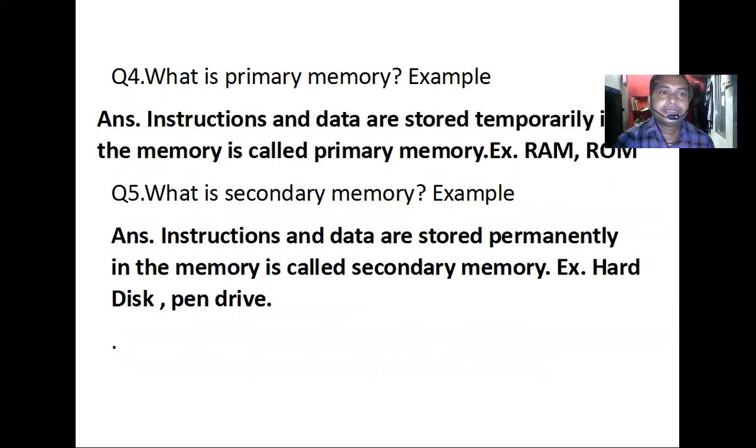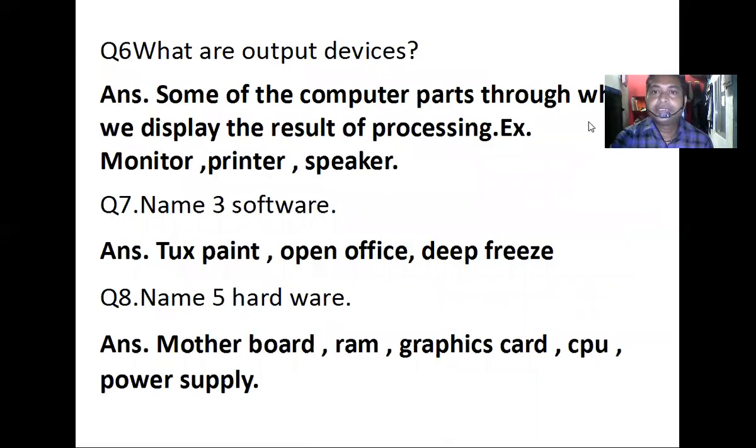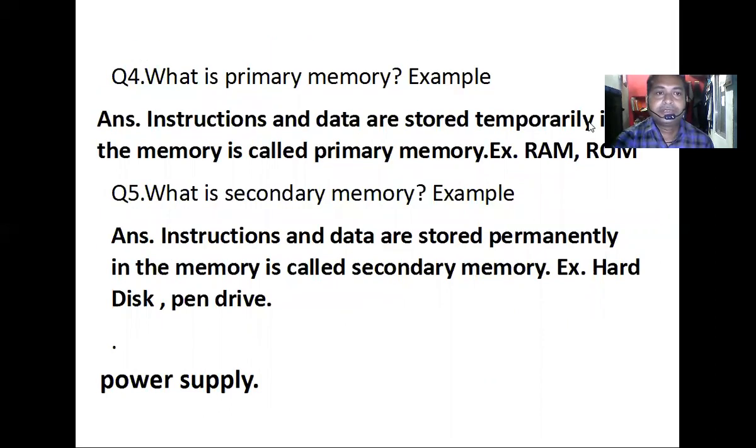Next, what is primary memory? The memory in which instructions and data are stored temporarily is called primary memory. Example: RAM and ROM. Then question number 5.